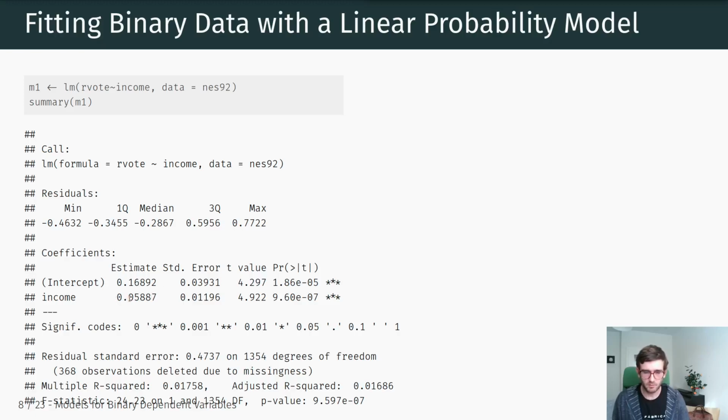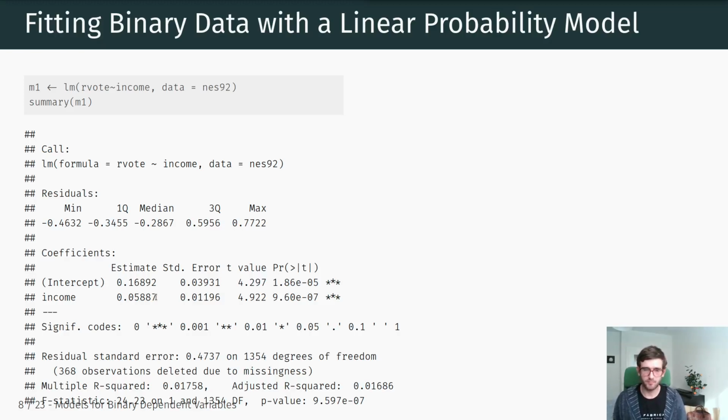What is more interesting is the income variable, the coefficient for income, and we can again interpret this OLS coefficient the same way we interpreted OLS coefficients in the past, just keeping in mind that the conditional expectation of our outcome measure can be interpreted as the proportion of ones versus zeros in our outcome.